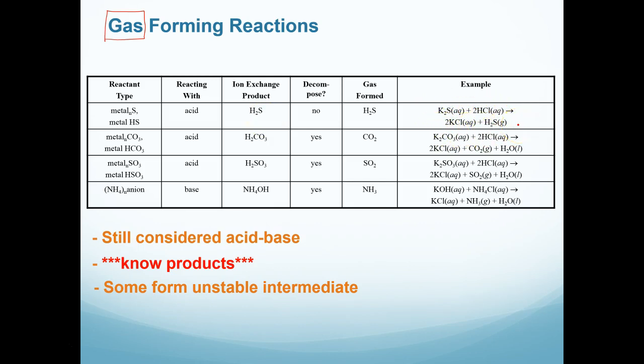The next one is where I'm looking for either a metal carbonate or metal bicarbonate. Essentially, if you see carbonate in it and you're reacting with strong acid, then you do actually form an unstable intermediate. Let's draw an example below.